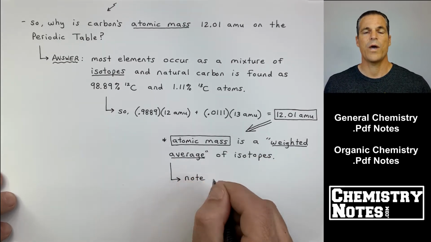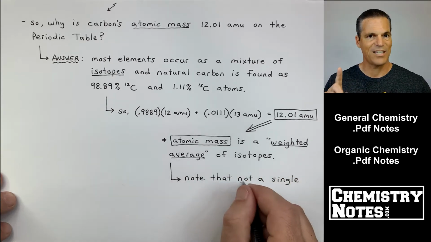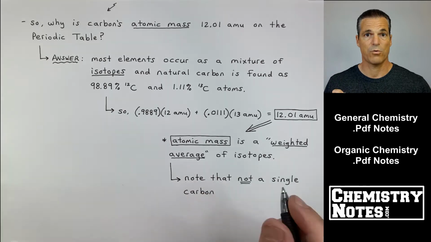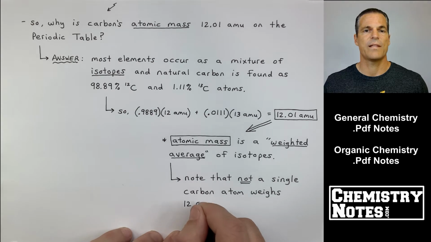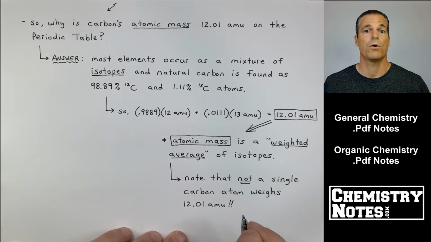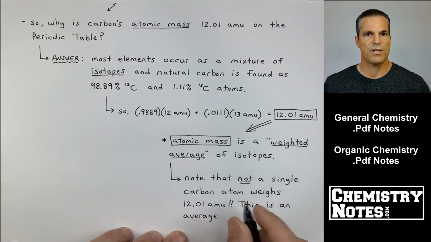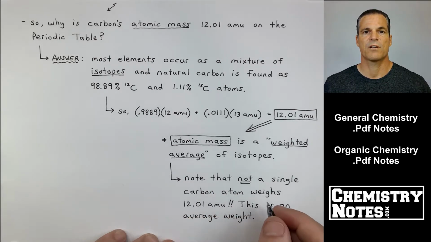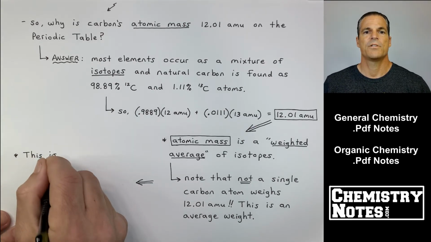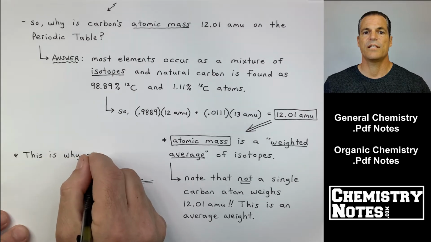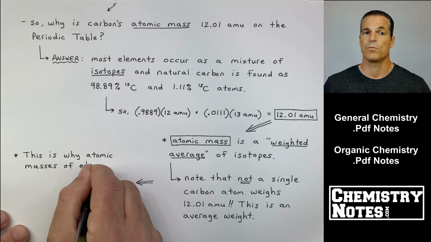Okay? This is a weighted average of isotopes. Bear in mind, not a single carbon atom weighs 12.01 AMU. But on average, if you take a collection of carbon atoms, the average mass is 12.01. All right? And pretty soon we will ditch AMU in favor of a unit called grams per mole, gram/mole. But just one last note here. Note that not a single carbon atom weighs 12.01 AMU. This is an average weight.